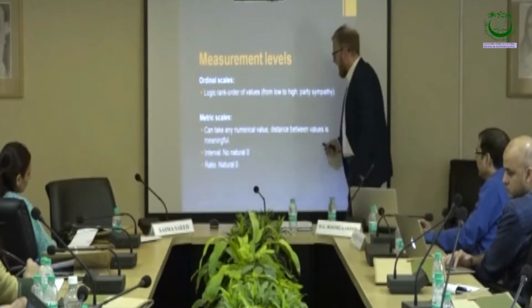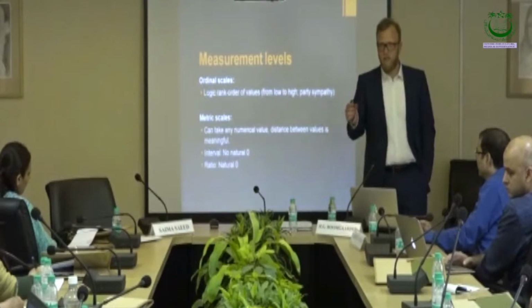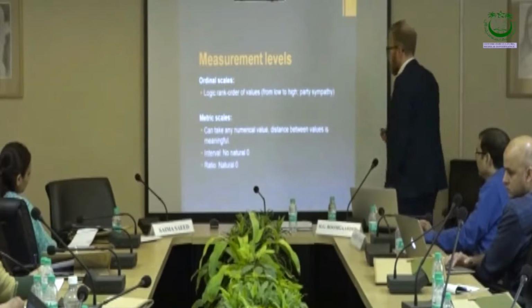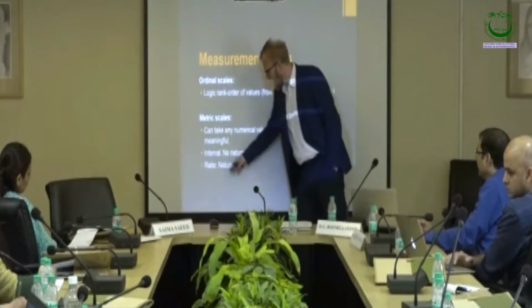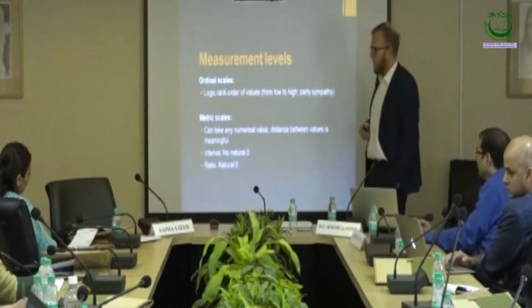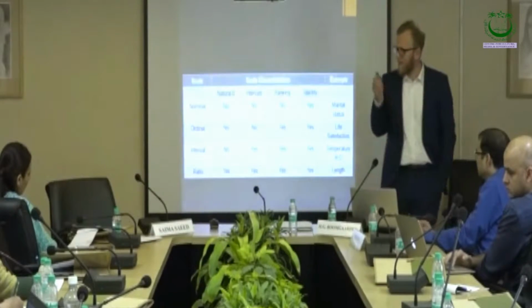And then metric scales. In metric scales, the distance between the numbers is actually meaningful. An interval scale has no natural zero, and a ratio scale has a natural zero. Correct me if I'm wrong.